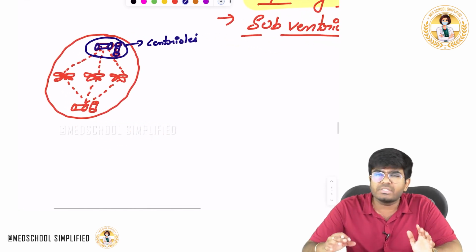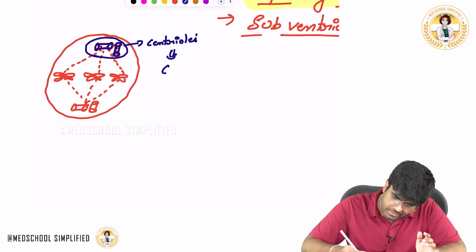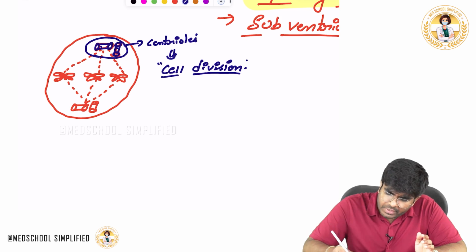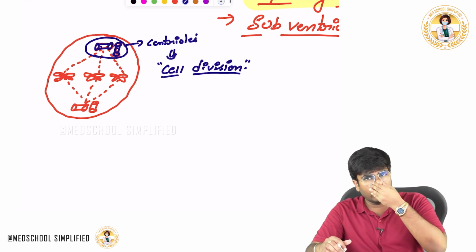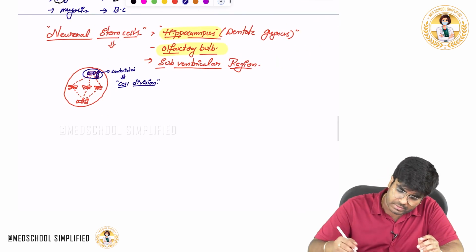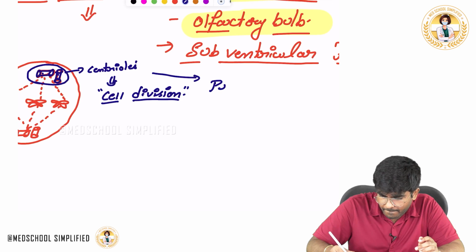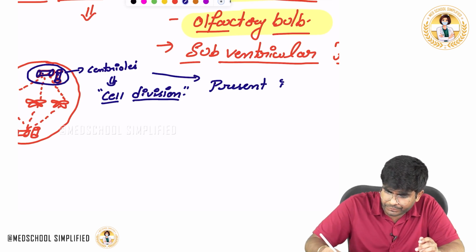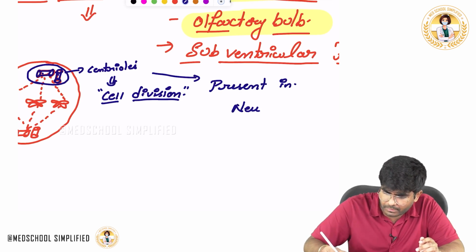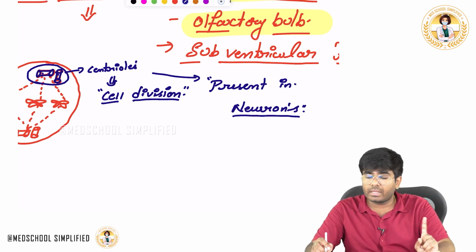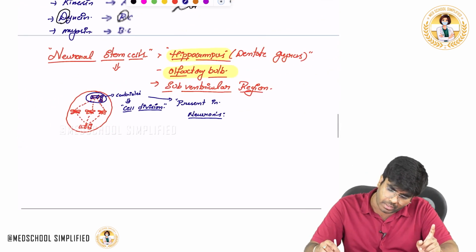Now these centrioles help in cell division. My question to you, are they present in neurons? Centrioles are helping in cell division, but are they present in neurons? Yes, they are present in neurons. They help in the formation of the microtubules, help in maintenance of the microtubules, but not in the cell division. They are not involved in the cell division in the neurons, but they are present.